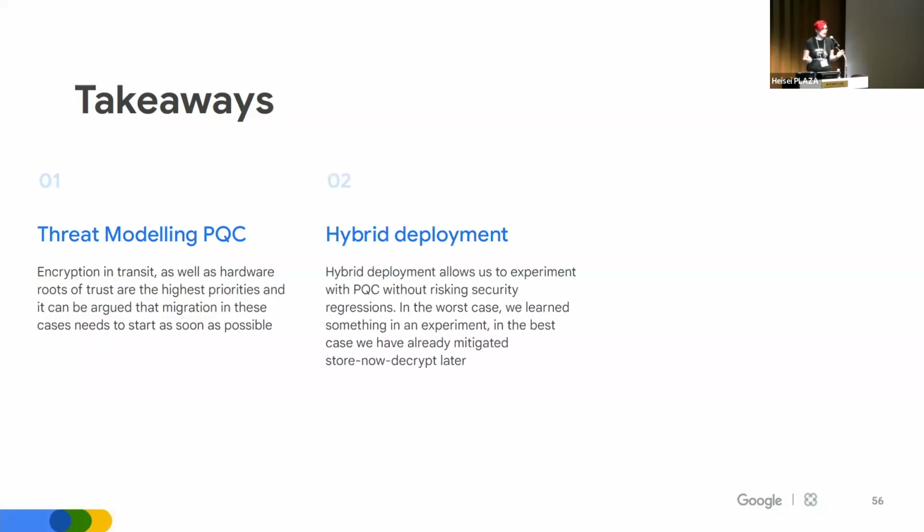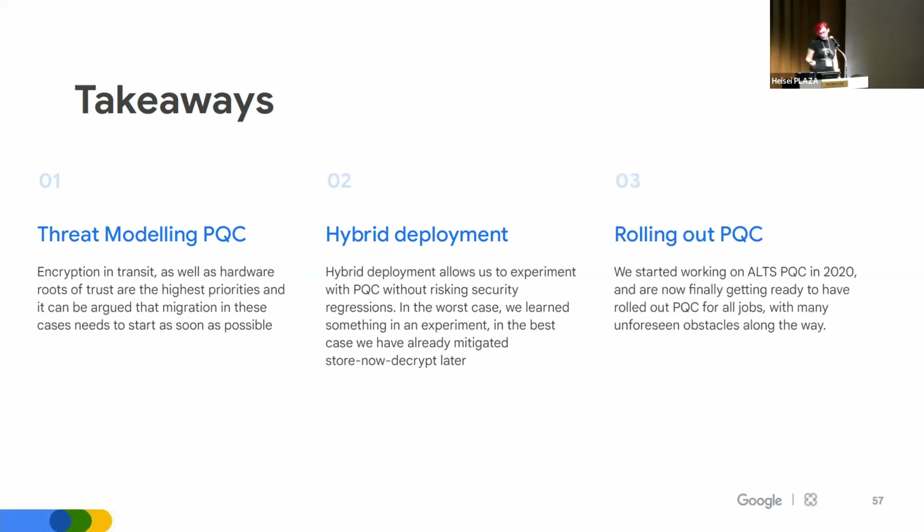The next thing is that the hybrid deployment method actually allows us to experiment rather freely with PQC, because in the worst case, well, we learned some things, hopefully didn't cause any production outages, but we didn't do anything of value. In the best case, we already mitigated store now decrypt later, so it's a nice bonus to have.